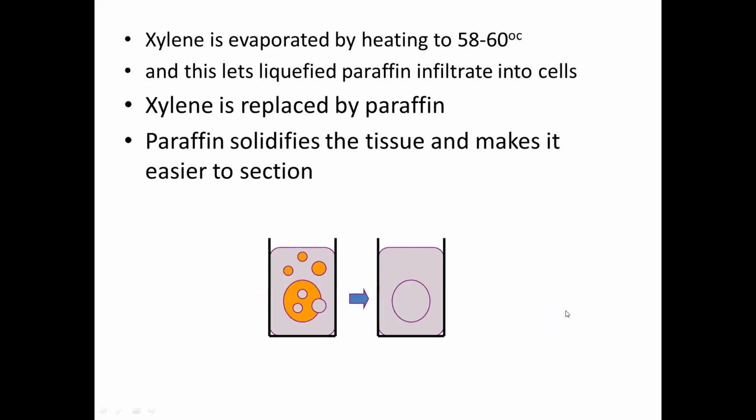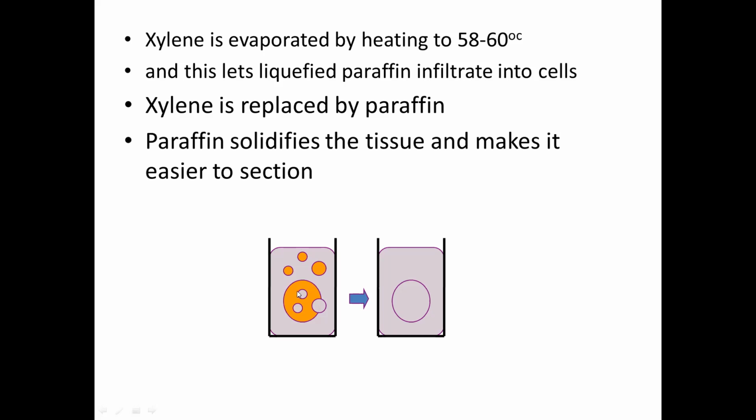Then we can evaporate the xylene by heating it up to 58 or 60 degrees Celsius. By doing this, we allow liquefied paraffin to infiltrate into the cell. So xylene is replaced by paraffin. Paraffin solidifies as it cools, and that makes the tissue a hard structure. So from a soft watery structure, now you have come to a hard structure which is easier to slice.